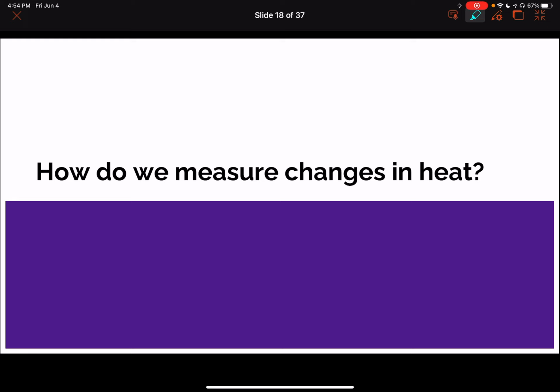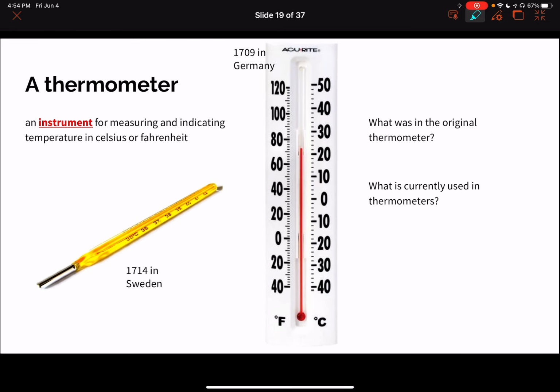So how do we measure changes in heat? Well, we measure them with a thermometer. It's just a simple instrument for measuring and indicating temperature in Celsius or Fahrenheit. So we have degree C or degree F. So what was in the original thermometer? Well, that's actually tricky. Most people are going to say it's mercury, but it was actually alcohol. And we're going to see that Fahrenheit worked with it in 1709 in Germany.